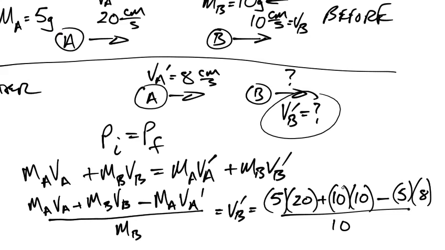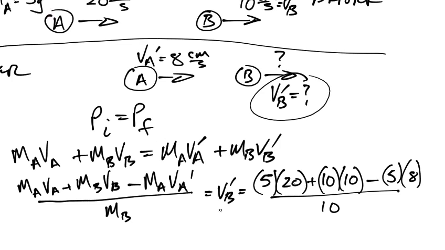So let's get our trusty calculator out. And let's go, well, 5 times 20 is 100, plus another 100, that's 200, minus 40, so that's 160. 160 divided by 10 is 16. I don't even need a calculator for all that. So our final answer is 16 centimeters per second. And that's it. We're done. So this was 16 centimeters per second.